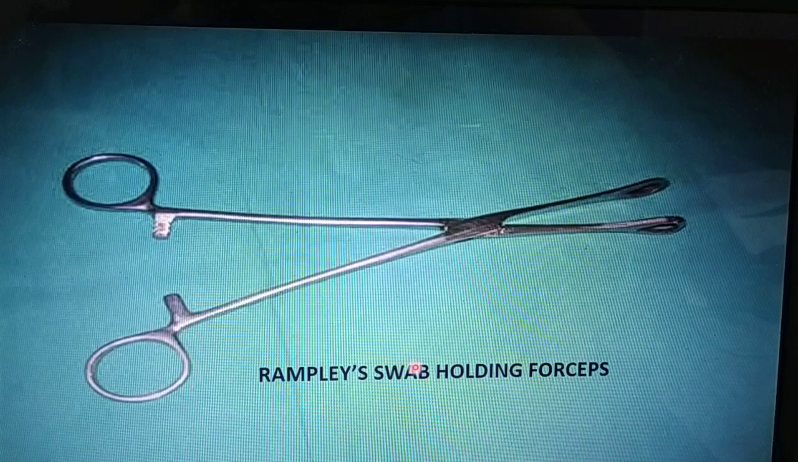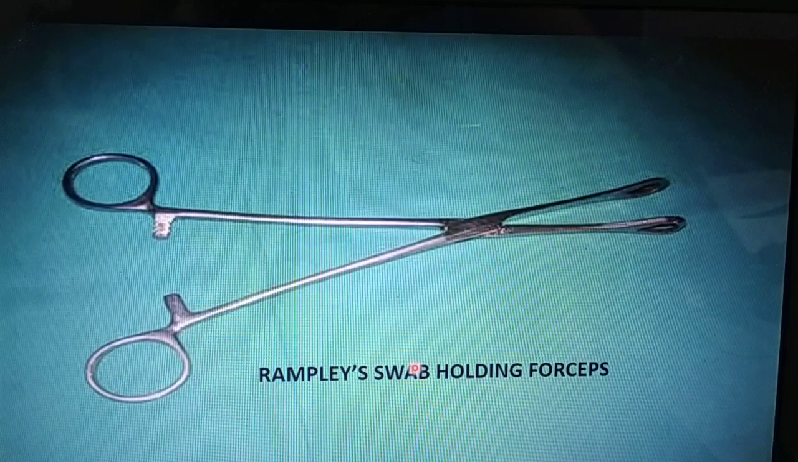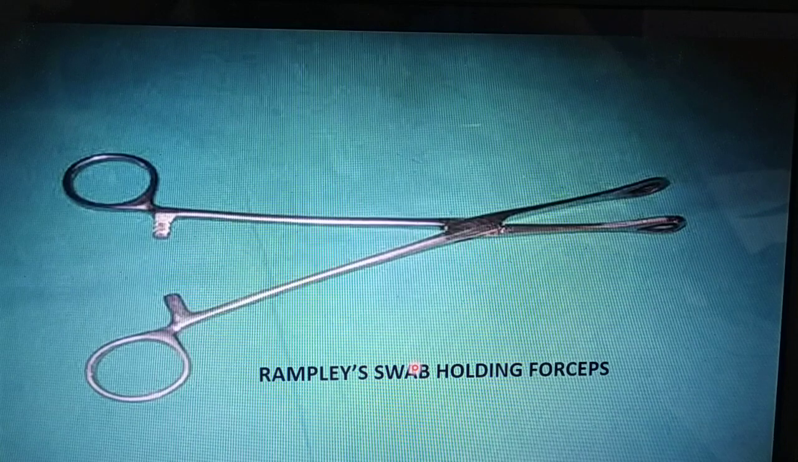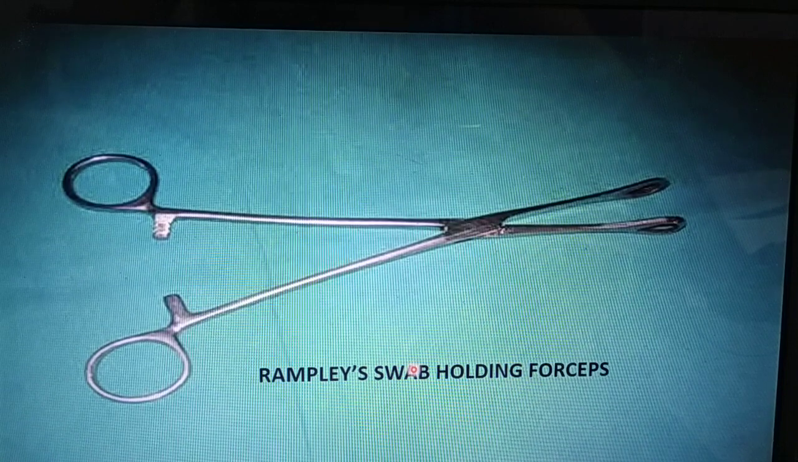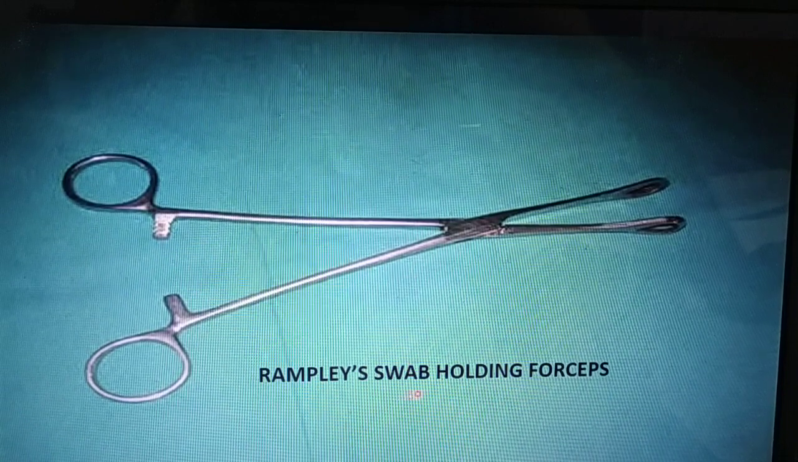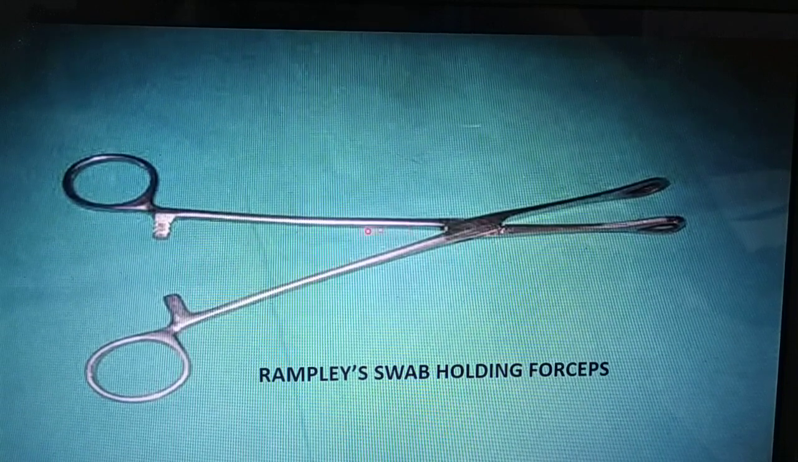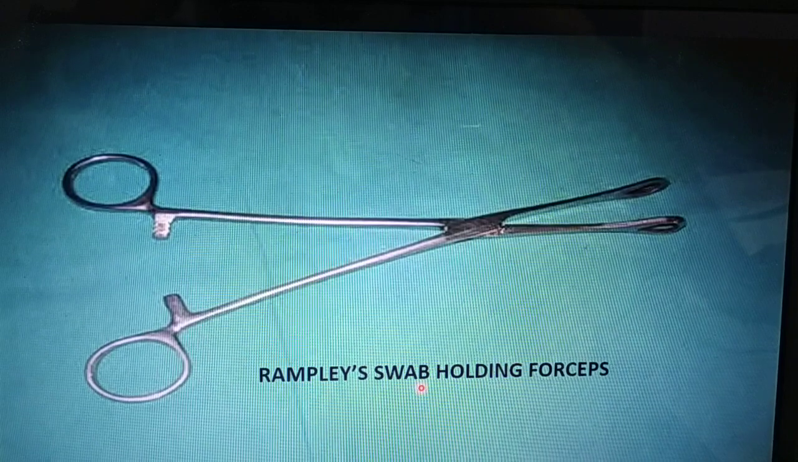This instrument may be used as ovum forceps. This may be used to swab an abscess cavity. This may be used as a tongue holding forceps. So these are the uses of this instrument, and sterilization of Rampley swab holding forceps is done by autoclaving.